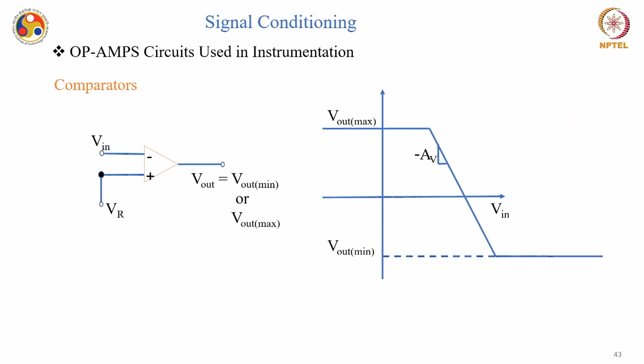Then you can use it for a comparator. You can see that in this case everything is similar, but this A, sometimes we call it minus A VOL, is very high as compared to the op amp, and you can have minima and maxima depending on the signal that you are using.